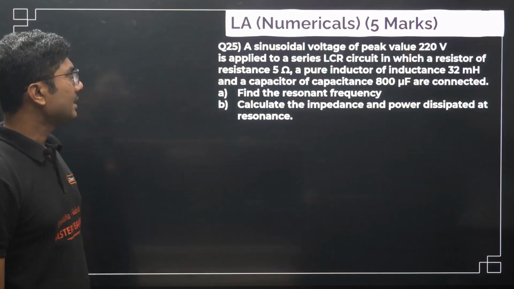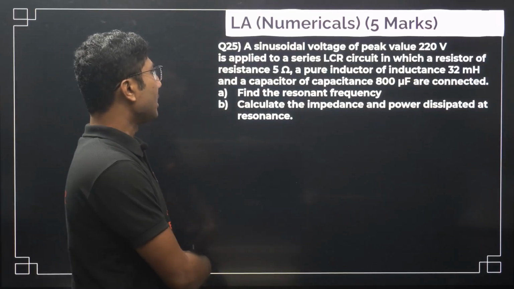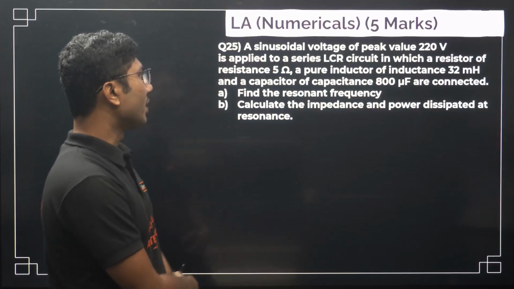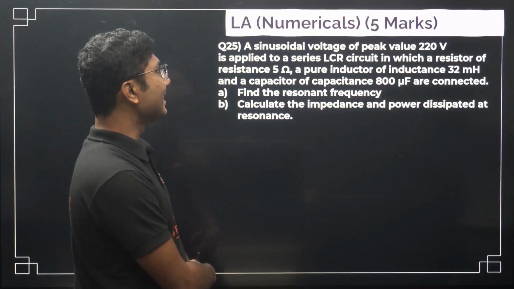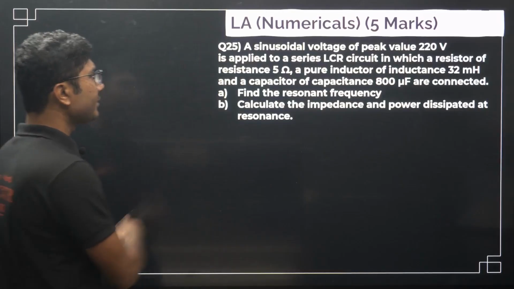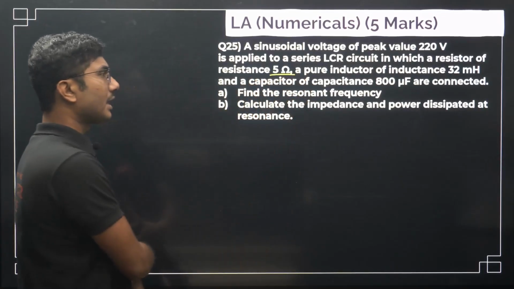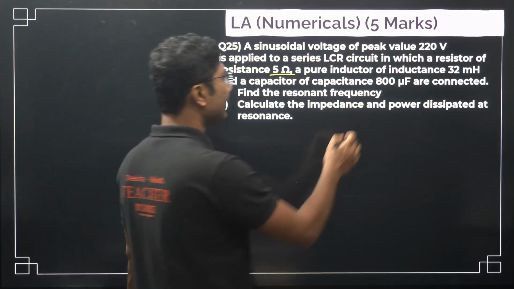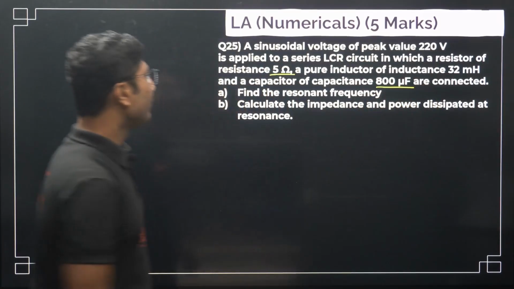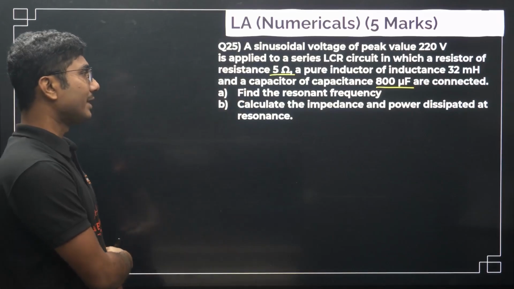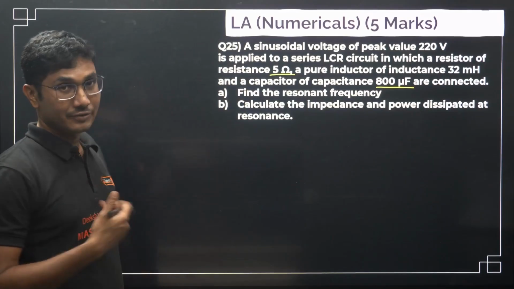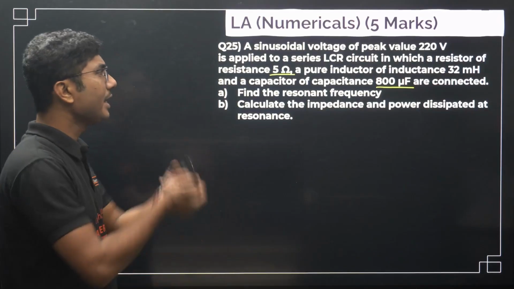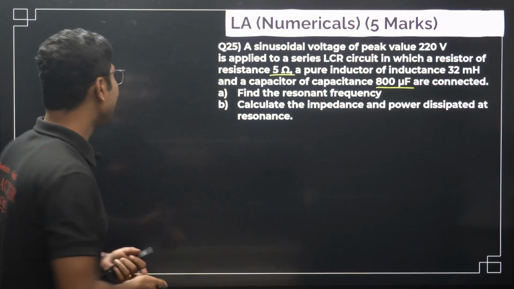Now next question, last question of the day. A sinusoidal voltage of peak value 220 volt is applied to a series LCR circuit which has a resistor of resistance 5 ohm, a pure inductor of inductance 32 millihenry, and a capacitor of capacitance 800 microfarad connected. Find the resonant frequency. Calculate the impedance and power dissipated in resonance. Very interesting. So here in this case the frequency of the source is not important. They directly ask you to calculate the resonant frequency.